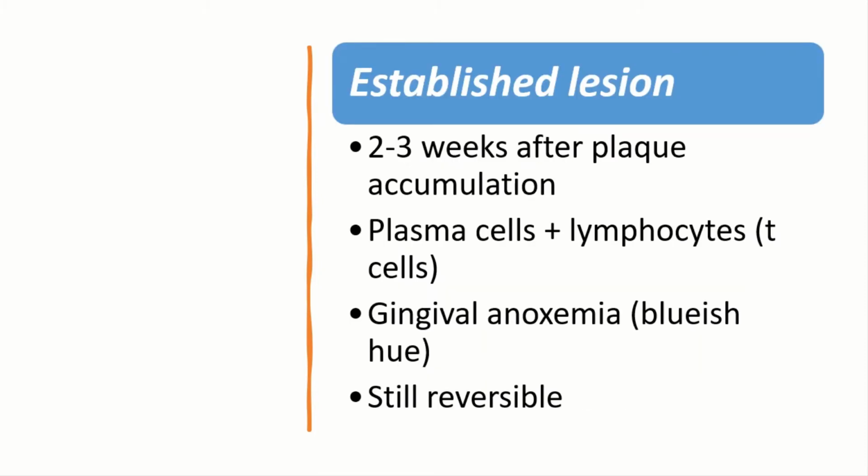The next one we have is the established lesion. The established lesion develops 2 to 3 weeks after plaque accumulation. It is still reversible if it's an established lesion. Once it turns to an advanced lesion, it is not reversible anymore. Clinically, it appears as chronic gingivitis. The predominant cells are plasma cells and lymphocytes. There is bleeding on probing, and the important clinical sign here is gingival anoxemia, which clinically looks like a bluish hue present on your dark red, inflamed gingiva.